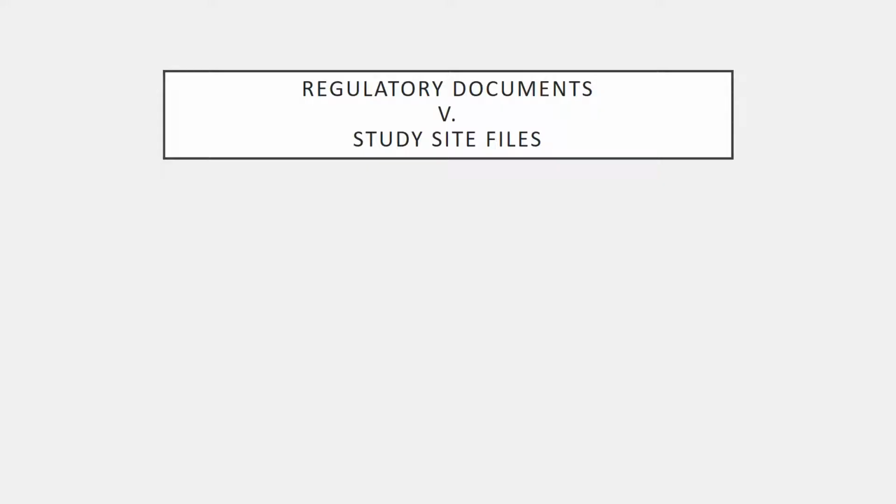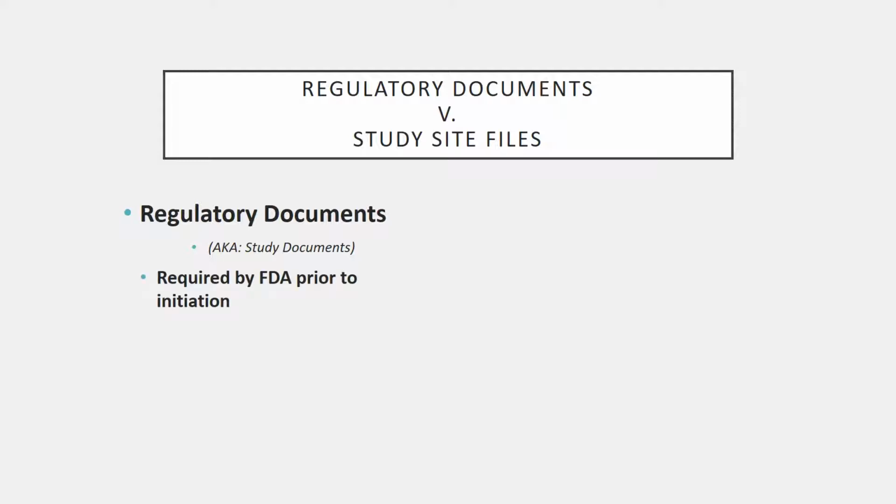I'm going to describe with a side-by-side kind of comparison the difference between regulatory documents and study site files. When I say regulatory documents, some people will call them study documents, but I'm going to call them regulatory documents because these are everything that's required by the FDA prior to you putting your first patient on a study. So as you set up a study and you're getting it ready to go, these are required. And so by regulation, you need to have these documents. That's why I call them regulatory documents.